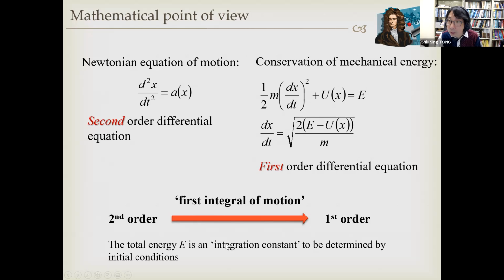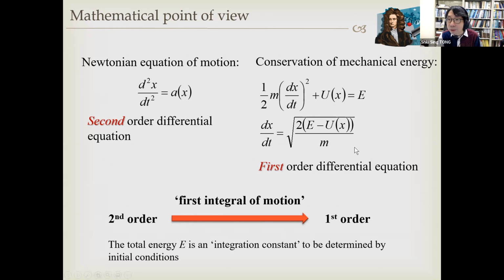Now, but doing integration must mean there is an integration constant, right? And the integration constant is to be determined by the initial condition. So where is the integration constant here? You will ask. I would say the integration constant is the total energy E. The total energy E is an alternative way to specify the initial condition. Now, when we solve Newton's second law, the equation of motion, we emphasize that we need the initial position and the initial velocity to fully specify the motion, right? And those are the initial conditions.